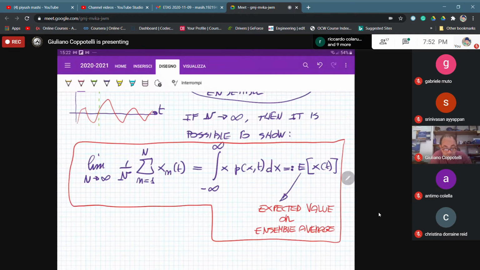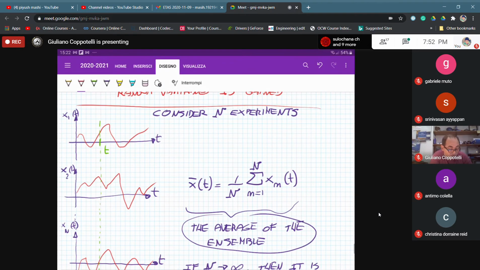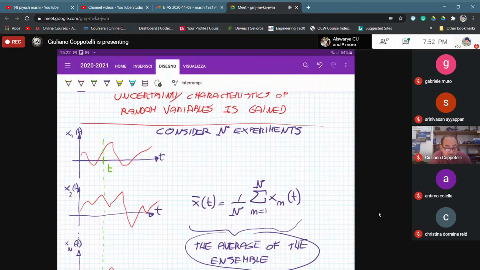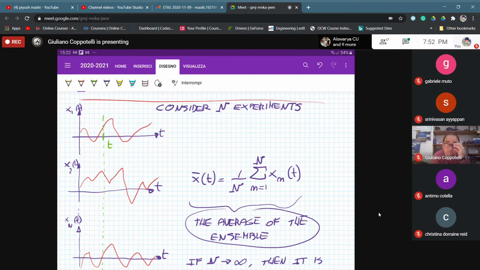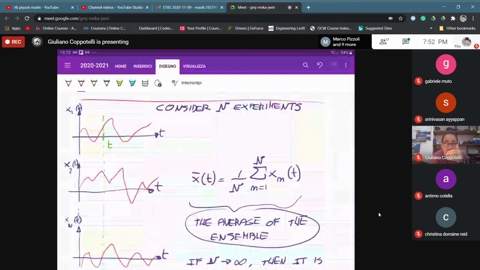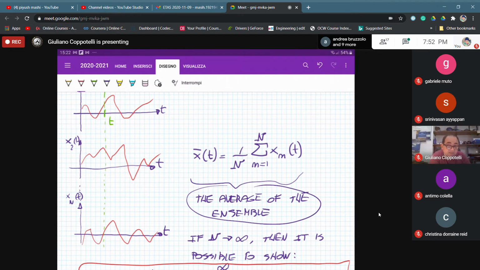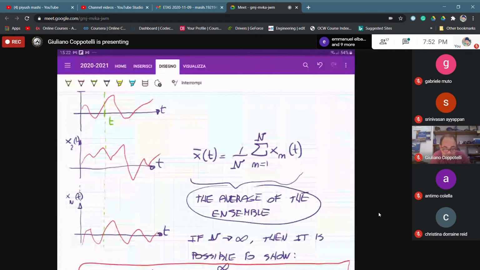Once again, what is the expected value of whatever measured quantity? It is the average, at a prescribed value of the parameter t, of all the tests that have been recorded, that have been measured, x1, x2, xn. Remember, xn is your nth test that is giving us the information of the evolution of your random variable, x in this case.